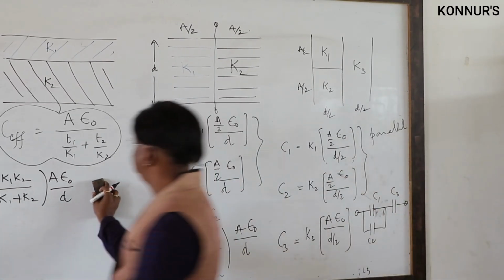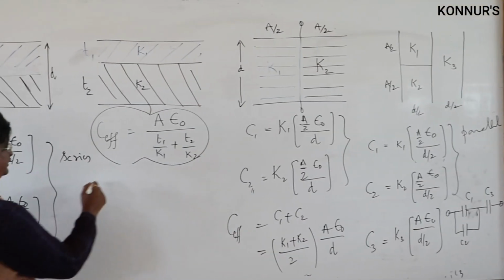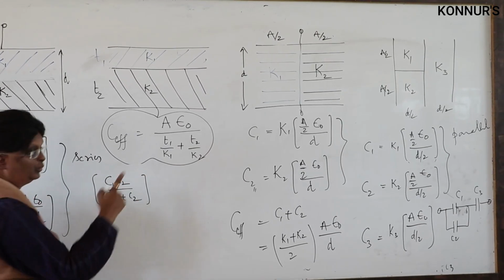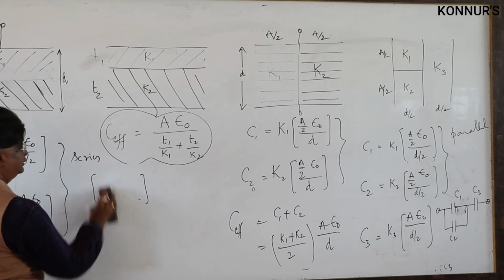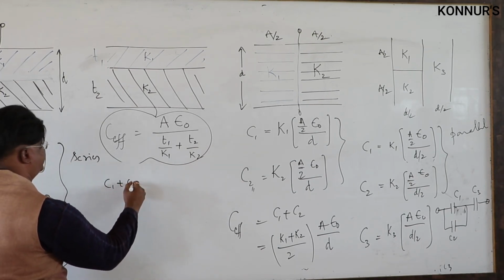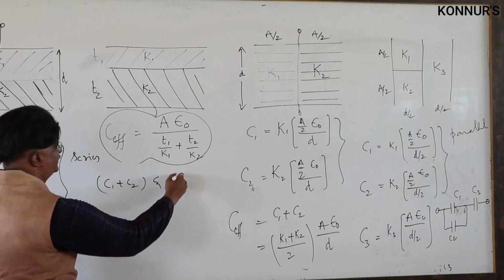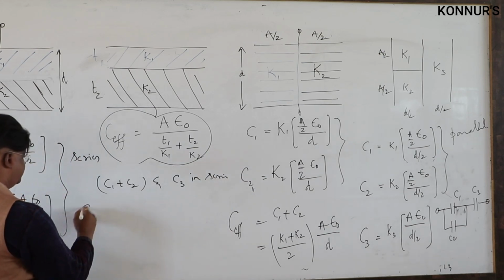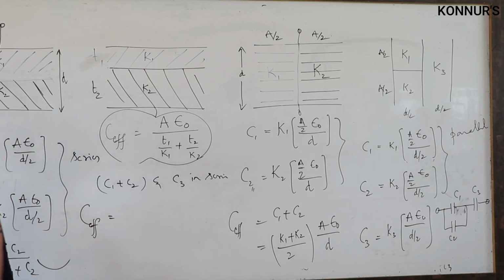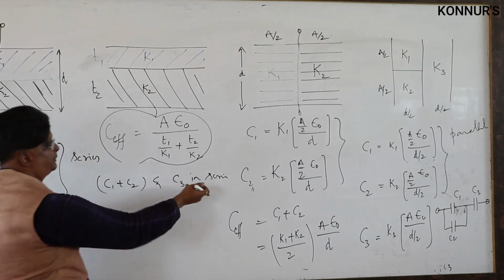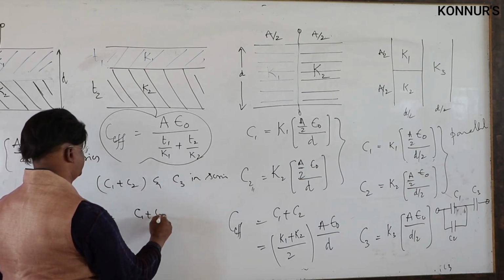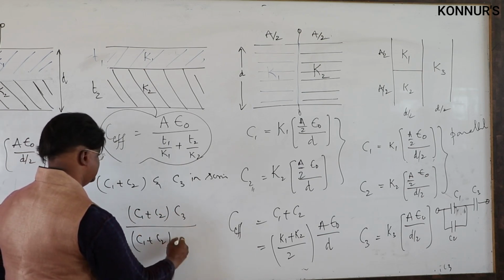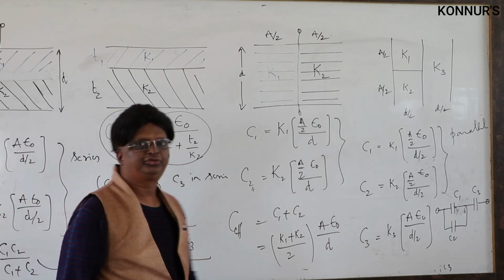I will write here. So what is that you observe? C1 plus C2 is one arrangement for parallel, and the other one is C3, and they are in series. So what will be the effective capacity? Yes, 2 capacity series combination. Therefore it is C1 plus C2 into C3 by C1 plus C2 plus C3. So that is how you will.